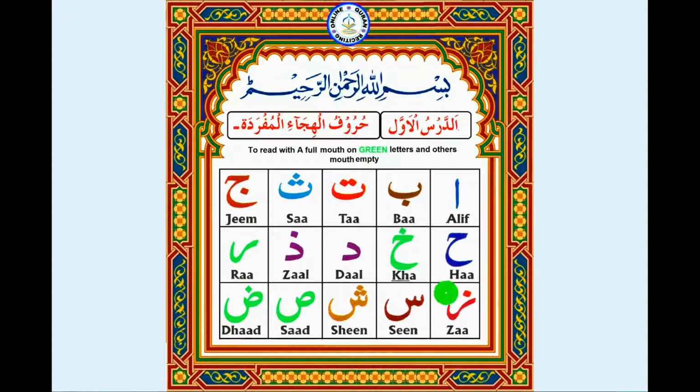This is Noorani Qaida and lesson number 1, part 1. This is Alif. Alif has no dot.